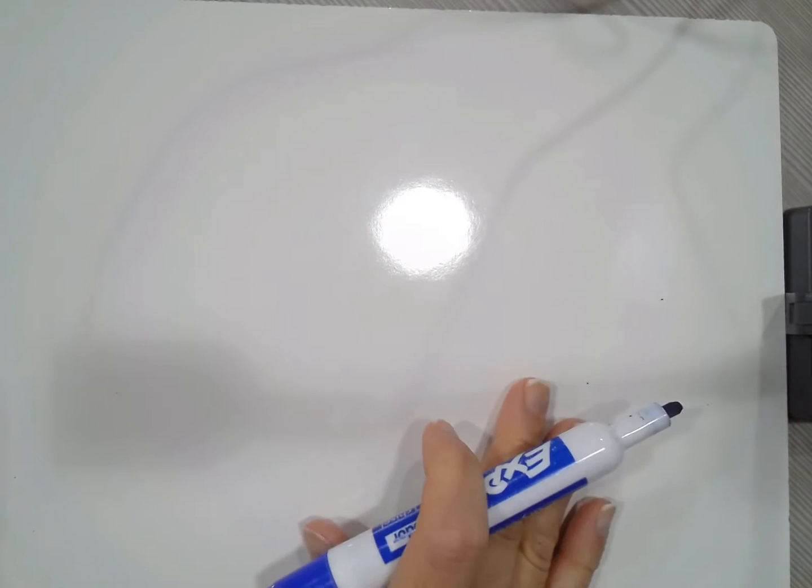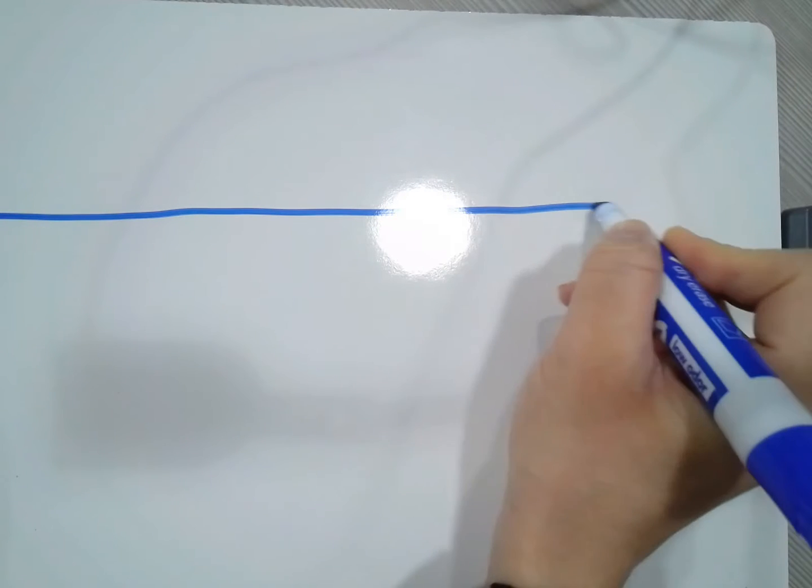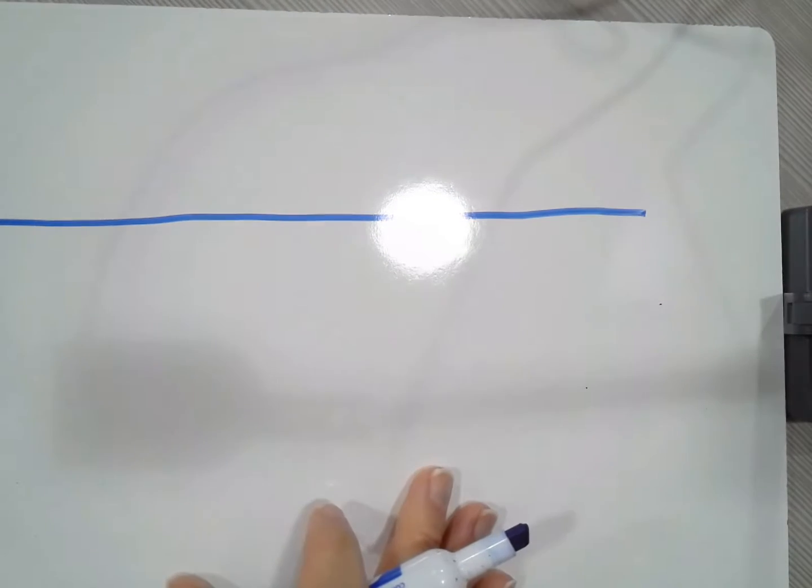Today we're going to learn cursive C and cursive O. So like always, get a dry erase board out and a marker. And if you need to pause the video to get those materials, you can do so.